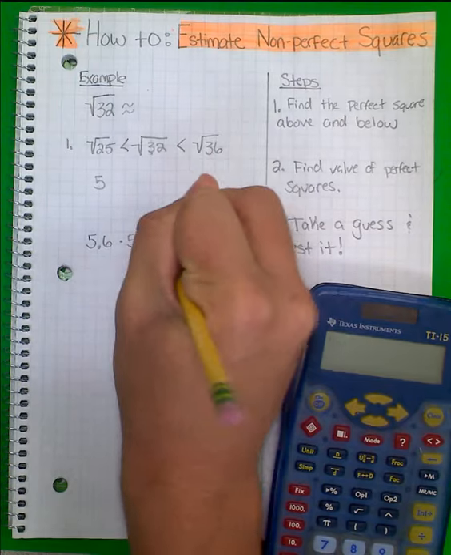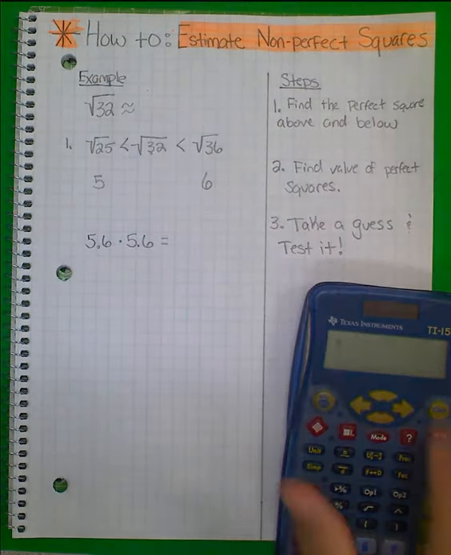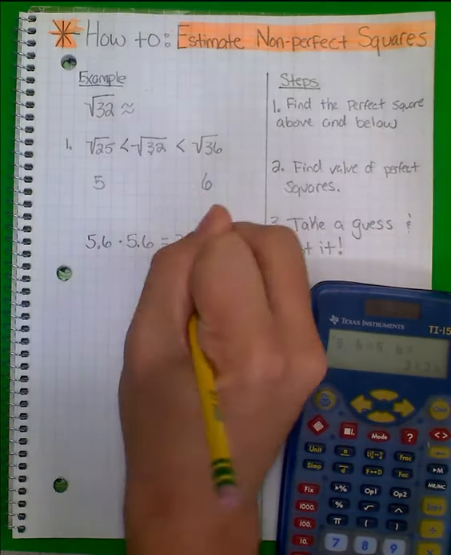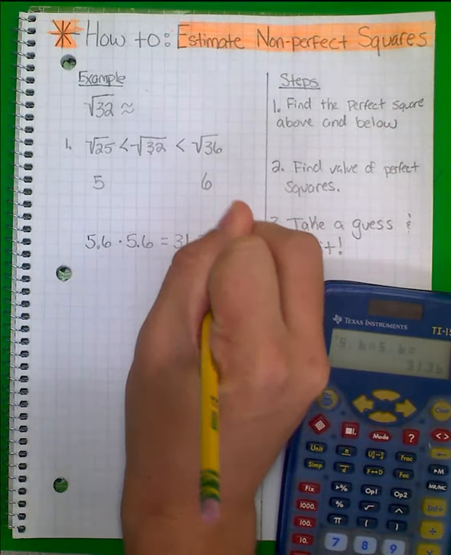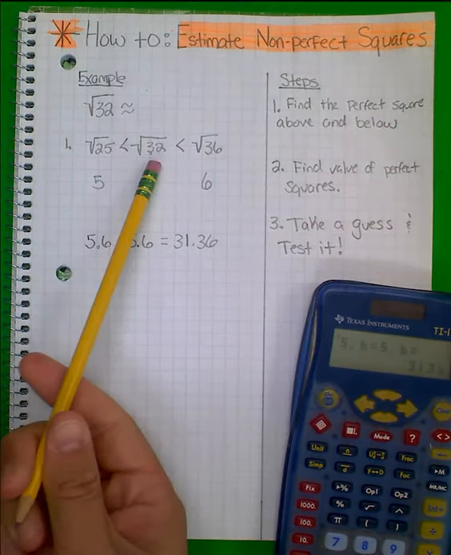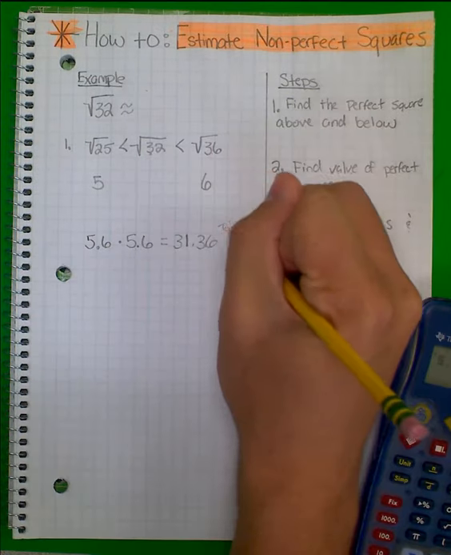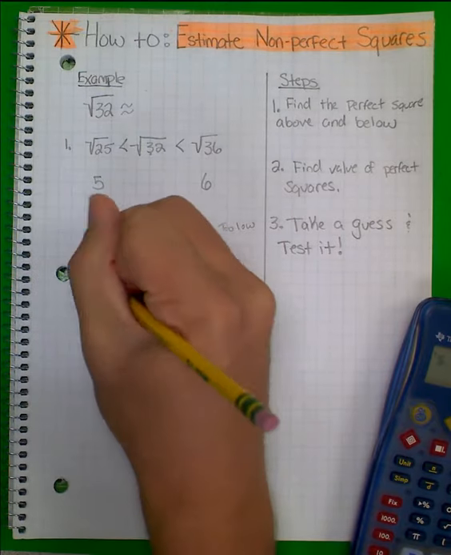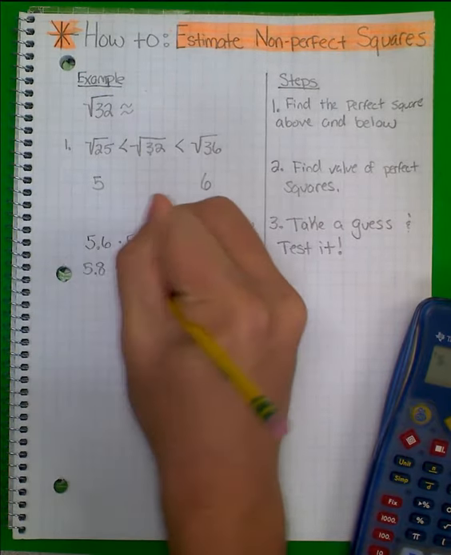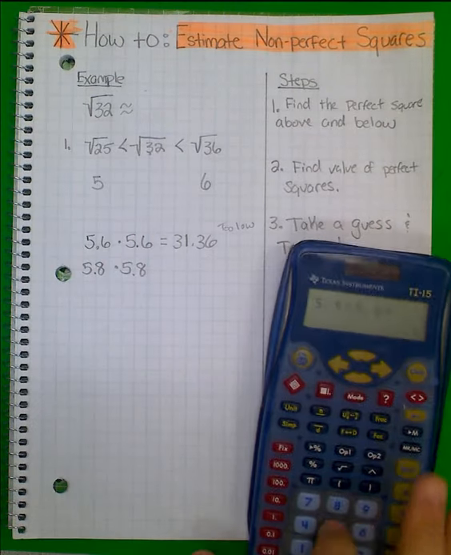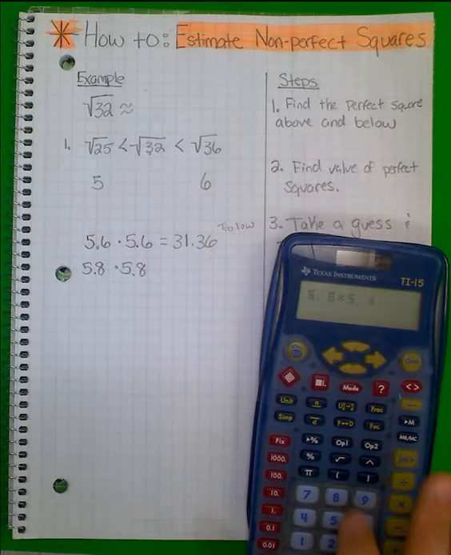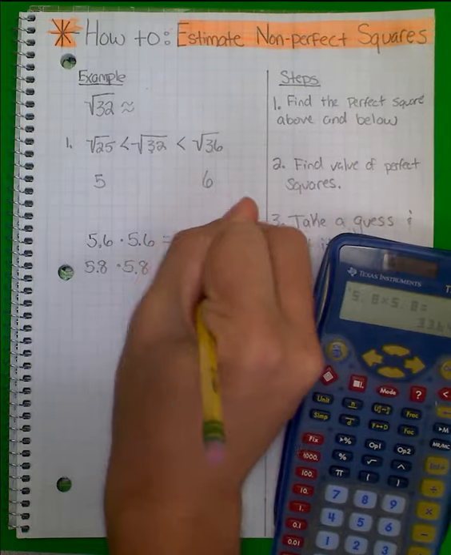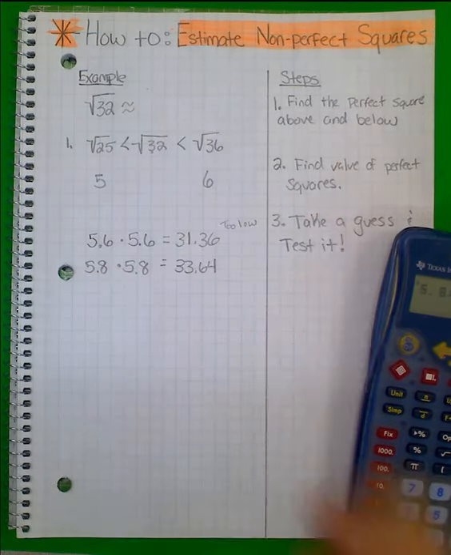I'm going to multiply that out really quickly. 5.6 times 5.6, and I get 31.36, or 31 and 36 hundredths. And that's too low, okay? So I gotta try something higher. So maybe I want to skip a little and go up to 5.8 times 5.8. Okay, let's try that out. 5.8 times 5.8, and I get 33 and 64 hundredths, or 33.64. And wait a minute. That's too high.